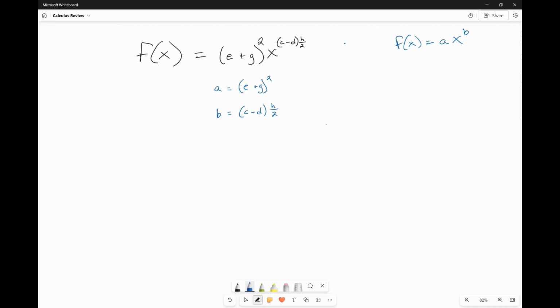All right. So we just figure out what A and B are and then follow the formula. So here's the formula, right? The derivative of f of x with respect to x is b times a x to the b minus 1. So we just follow that structure. So even though it's going to be kind of large and clunky looking, there really is nothing to it.